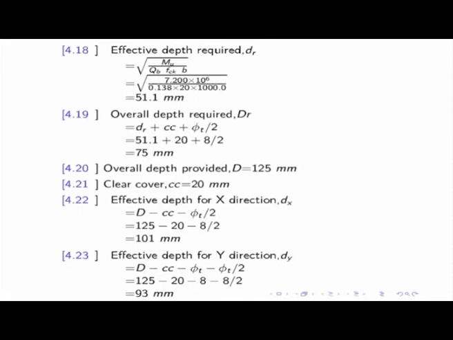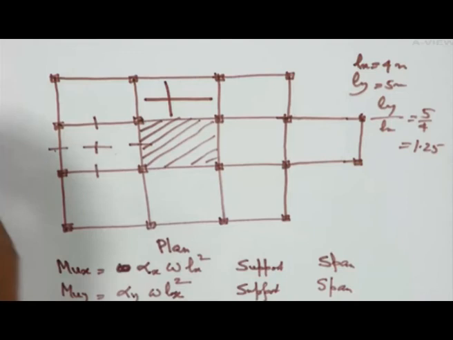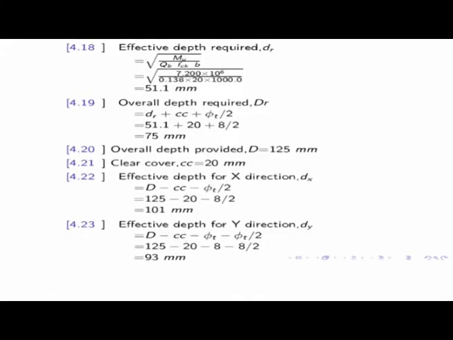Now here please see this one, this is very interesting to see. We are having reinforcement in two directions, one along X, let us say this way, another reinforcement like this. Now obviously the effective depths are not equal for both directions.